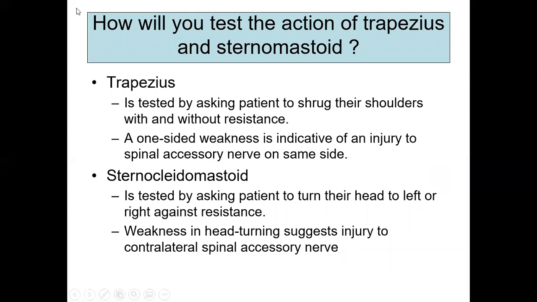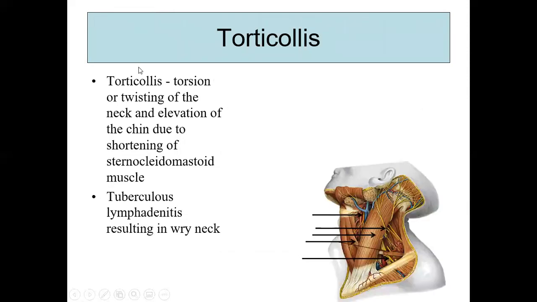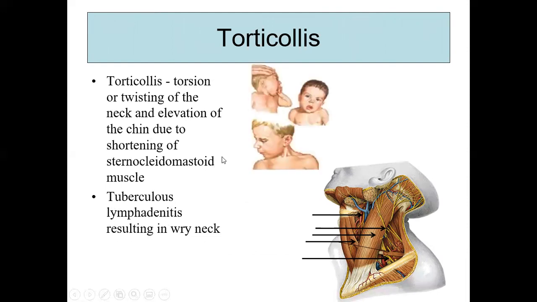This part you can read on your own in the clinical section of this lecture, on how you test the action of the trapezius muscle and the sternocleidomastoid muscle. We also have torticollis, where there is torsion or twisting of the neck and elevation of the chin due to shortening of the sternocleidomastoid muscle. Usually it happens in tuberculous adenitis. Okay, thank you.